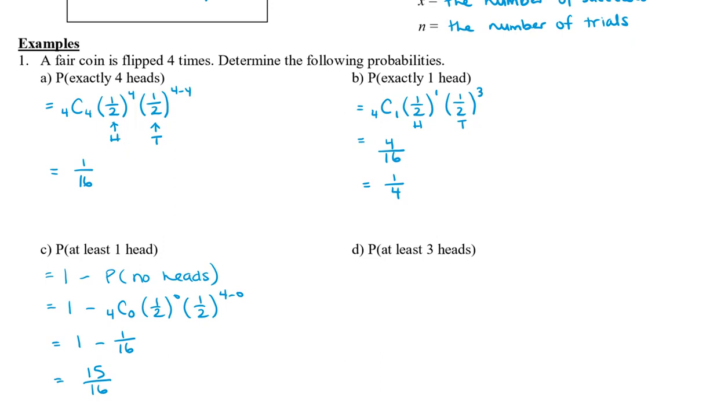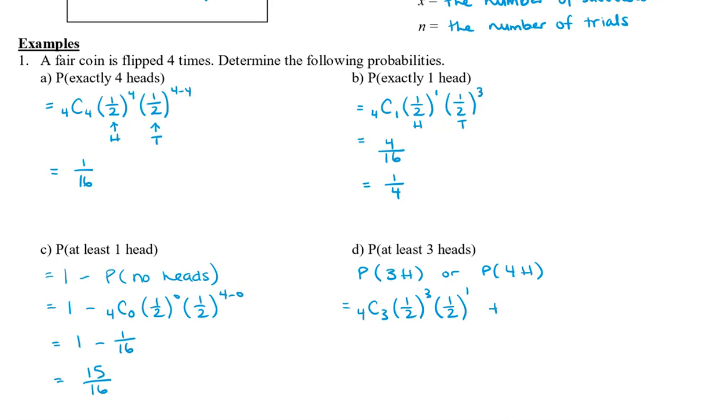All right, the next one we have is the probability of at least 3 heads. So that means that we want 3 heads, or we want the probability of 4 heads. So to do this, we're going to go 4 coin tosses, choose 3 for 3 heads, times half to the power of 3 heads, and then we want tails, half to the power of 1, once.